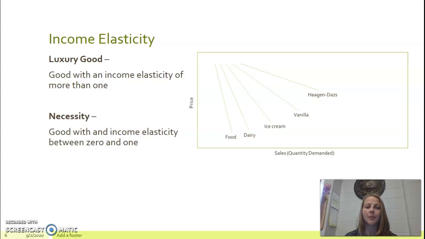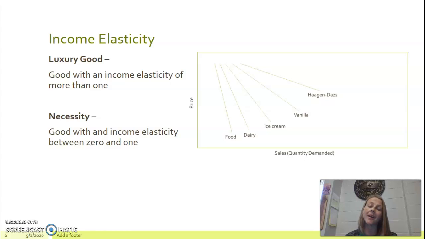Necessities are those goods with an income elasticity between 0 and 1, meaning that it's inelastic. So if you look at the chart to the right, this is also in your book, food is a fairly inelastic product, especially when it comes to income elasticity. Even if the price of food goes up, you are probably still going to purchase food. Or if your income goes up, you're probably still going to purchase about the same amount of food. If your income goes down, you're going to purchase about the same amount of food. The value may be different, but food as a whole is fairly inelastic.